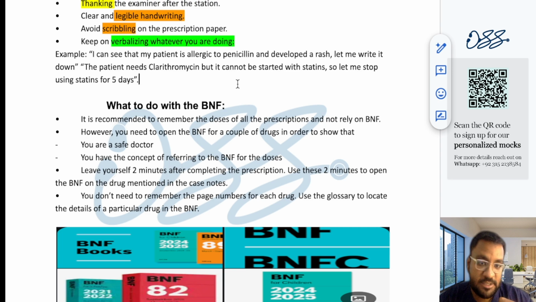I cleared my lab 2 exam in 2 attempts. In my first attempt I did not do this. In my second attempt I did this, and I scored a 10 on 12 in my prescriptions. So you need to make sure that you are doing it.